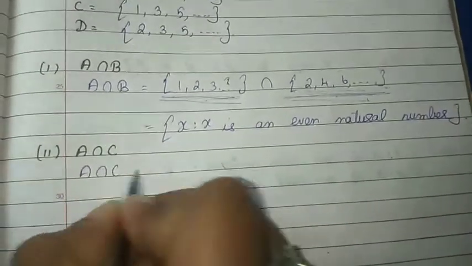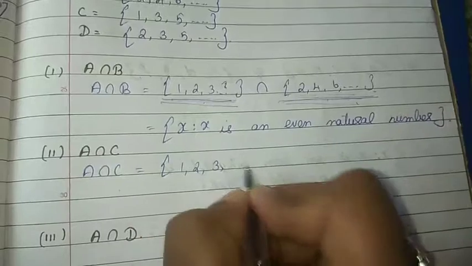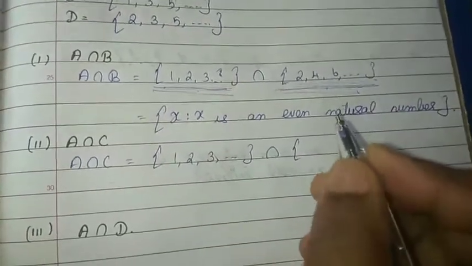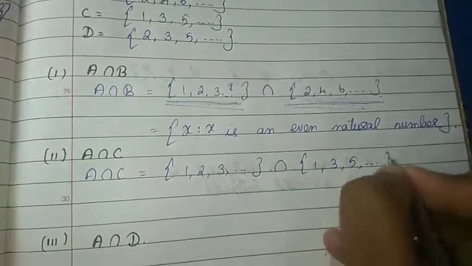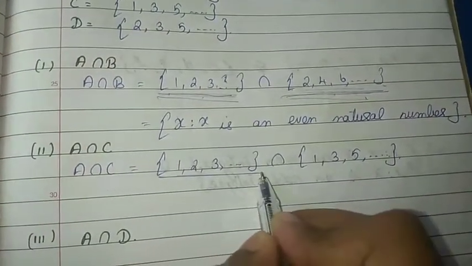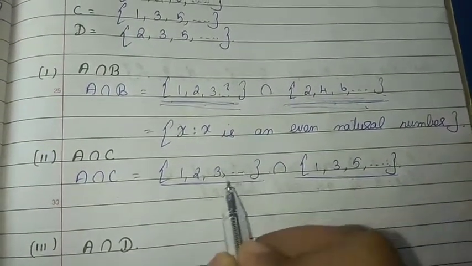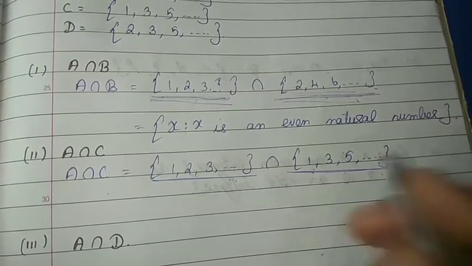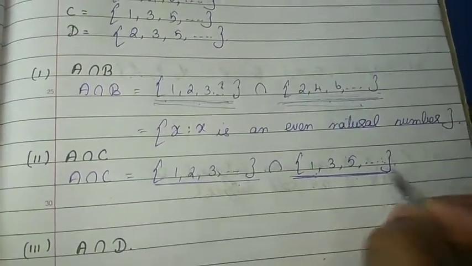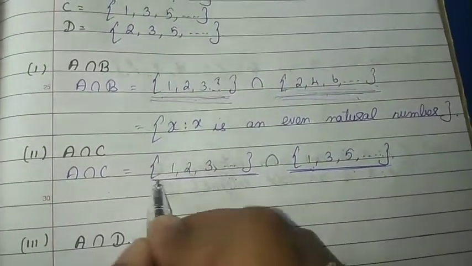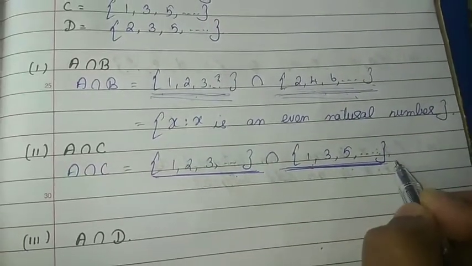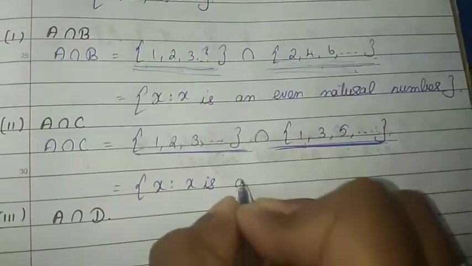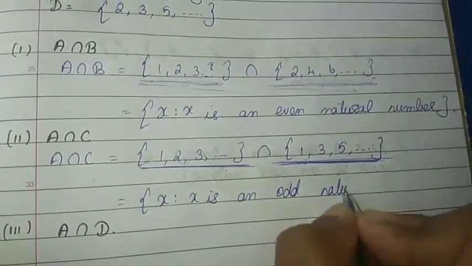Next one, A intersection C. See what is A? 1, 2, 3, etc. Even if you want to do it directly in set builder form, you can do that if you're more clear. So what is set C? 1, 3, 5, etc. Isn't it? So here every number is there, and here only odd numbers are there. So I will say that this is a subset of this set. So what will be the intersection automatically? Only this set. Why? Because only the odd numbers will be common, because every number is present here and only odd numbers are present over here. Then what will be the common elements? Only odd numbers. So therefore x such that x is an odd natural number.